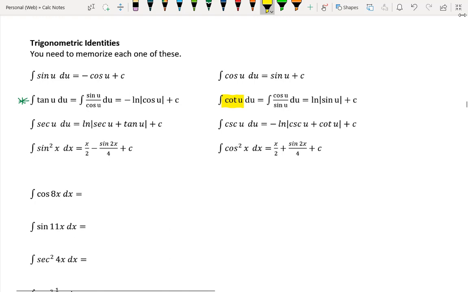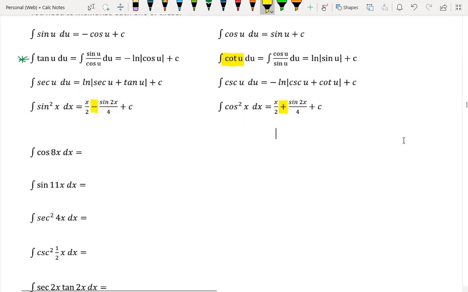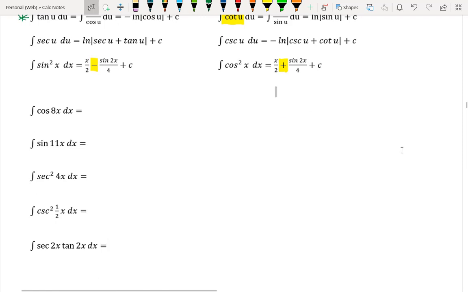And then we've got the integral of sine squared and cosine squared. They are very similar to each other if you look back and forth. The only difference being this minus and this plus right here. Okay, so you're going to need to know all these. Now these are different from these guys down here. These guys down here are just your typical antiderivatives.